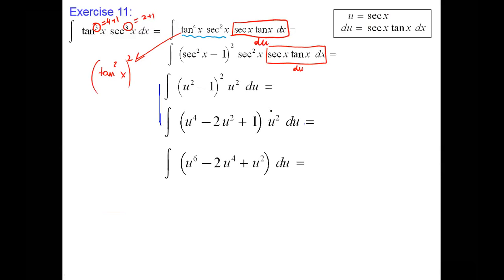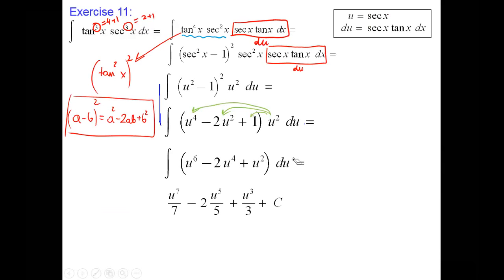I don't want to show you this too fast. That's the next line. And maybe one more time, if we have a minus b squared, one quantity minus the second quantity squared, it is a squared, minus 2ab, plus b squared. Please remember it's not just a squared minus b squared. Okay, no problem. u to the power of 7 over 7, u to the power of 5 over 5, keep the constant, cube, and substituting secant. Looks like lots of work, but it's not.